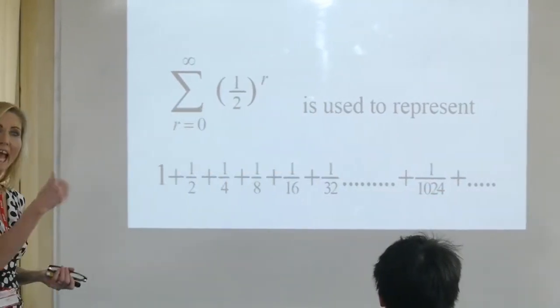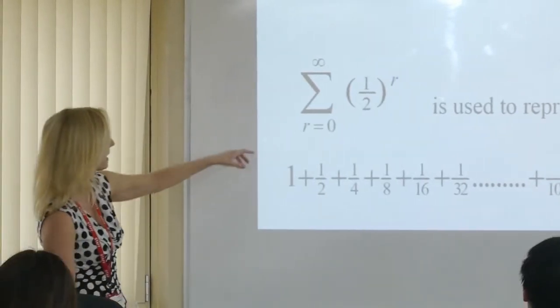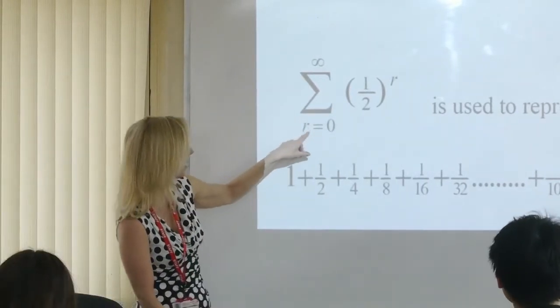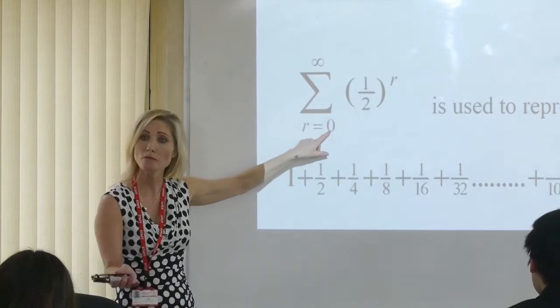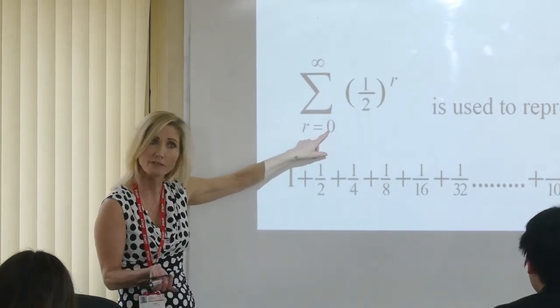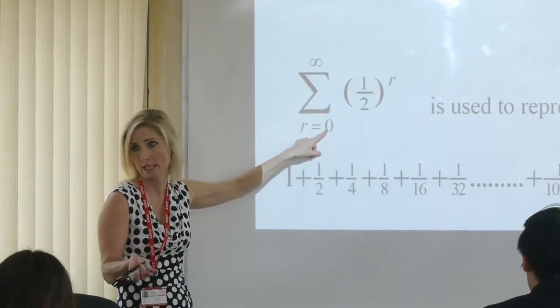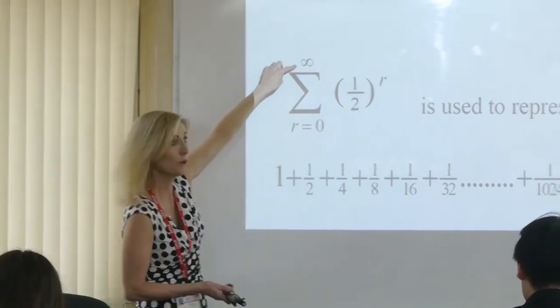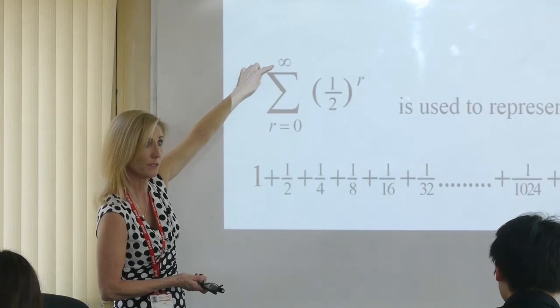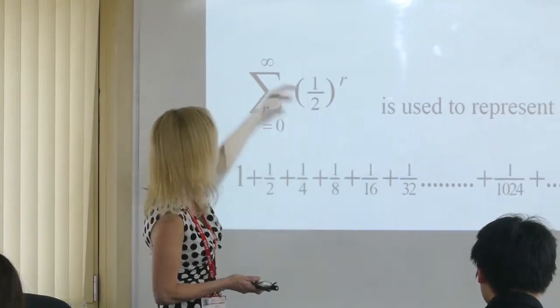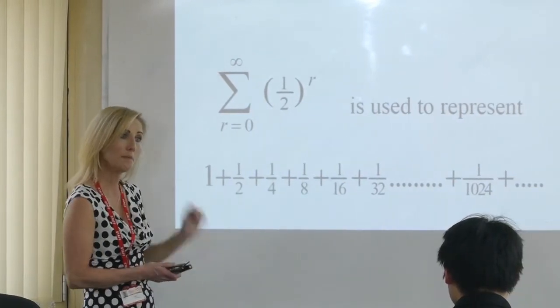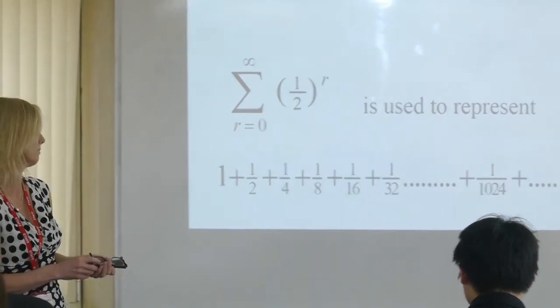You haven't got an end value. So what we could do here is start off with r is 0. Let me remind you, it doesn't have to start at 0. It could start at 1. It could start at 2. You could choose your value, okay? Up to an infinite value. So when you see dots, you need to look at the uppermost value as being the infinite value, please.